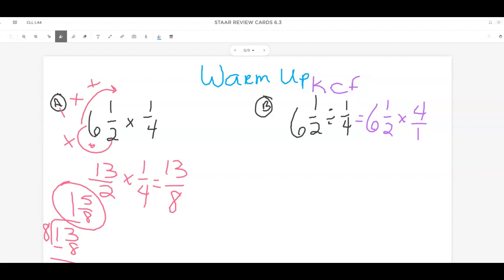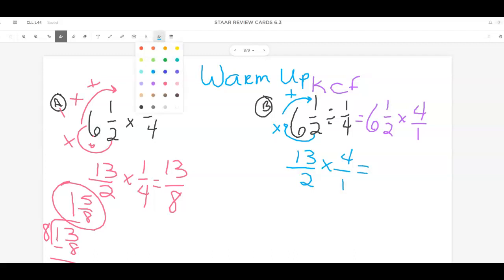All right. So now we actually have to multiply 6.5 times 4/1. Well, we did the conversion over here. So just like last time, 2 times 6 is 12 plus 1 is 13/2. You're getting tired of me. Times 4/1. Okay, so now we could do the multiplying across.